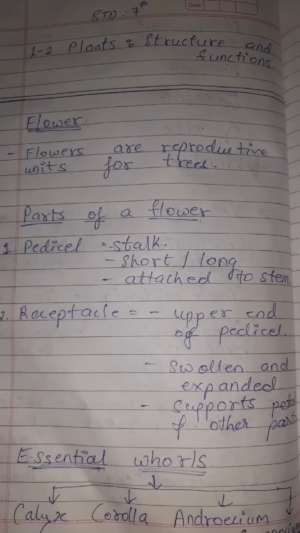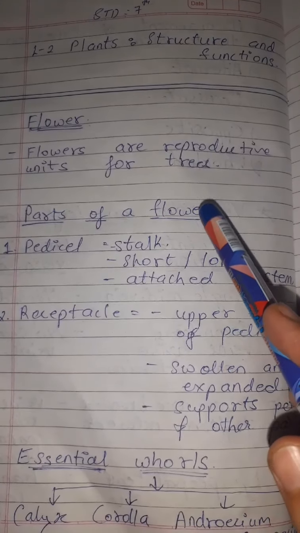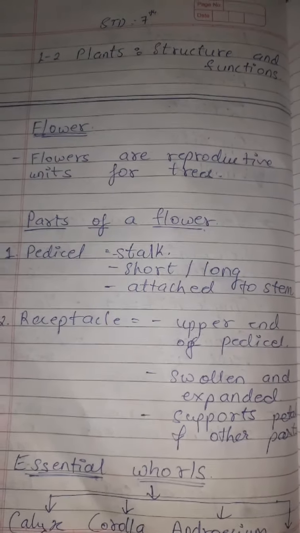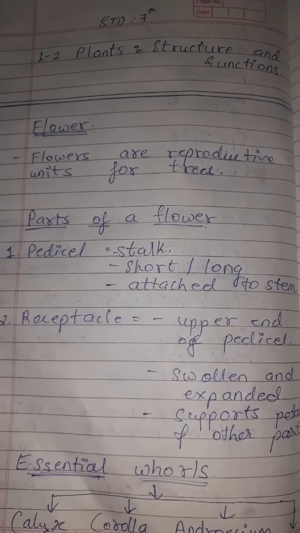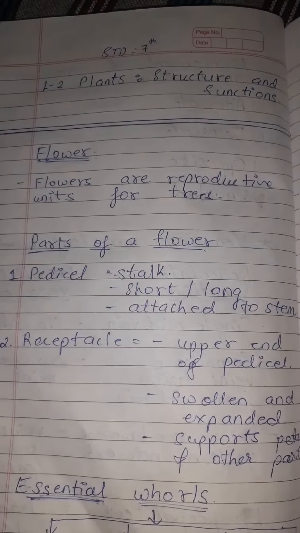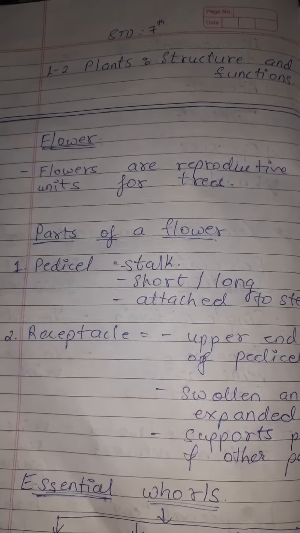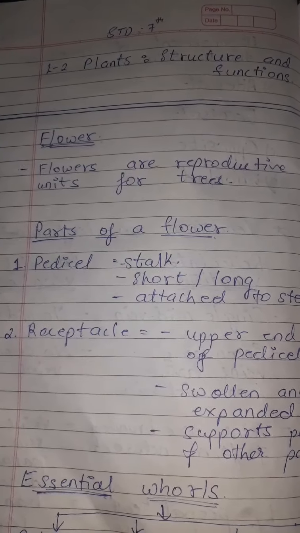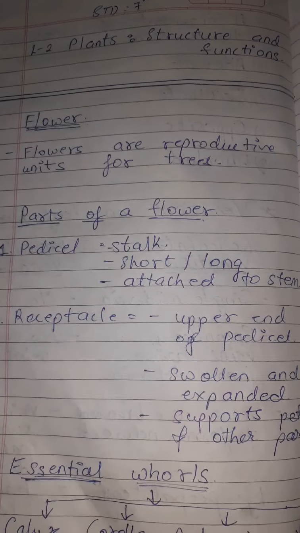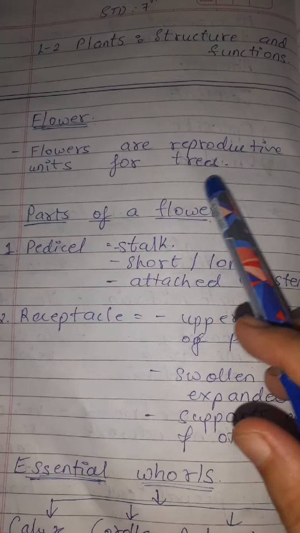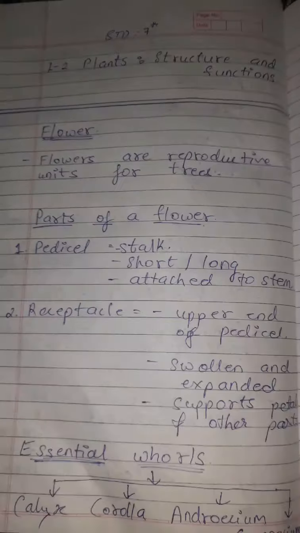The reason behind it, the flowers are the reproductive units. They are responsible for developing into fruit. The flower will develop into fruit and the fruit will have seeds, and these seeds will be responsible for giving rise to new plants. So flowers are considered as reproductive units.